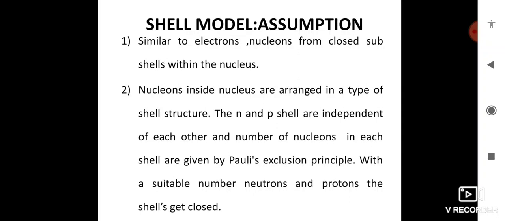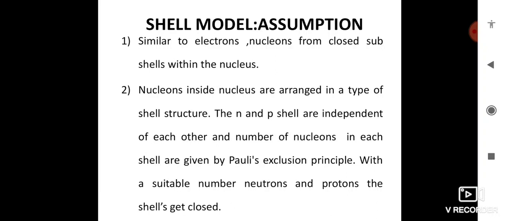Each nucleon is assumed to exhibit spin angular momentum, that is, spin quantum number plus or minus half, and orbital quantum number, that is, L equals 0, 1, 2, 3. The nucleons are paired, and a pair of nucleons has 0 spin, 0 angular momentum. Paired nucleons form an inert core and do not contribute to the properties of the nucleus.